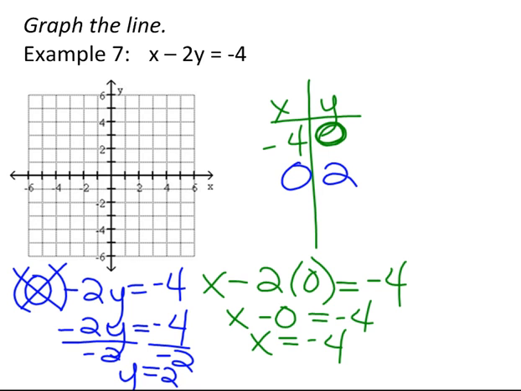Okay, so those are my 2 points. I got negative 4, 0, which is right here. My x is negative 4, my y is 0, and my other point is 0, 2. Go over 0 up 2, gives me this line. I missed the dot, so I'm going to make that dot bigger, and there you go. There's your line.